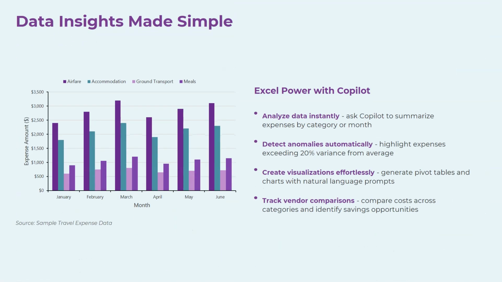In Excel, Copilot analyzes data instantly. Summarize expenses by category or month, detect anomalies exceeding a 20% variance, and create visualizations like pivot tables and charts. Track vendor comparisons and identify savings across categories using natural language prompts.